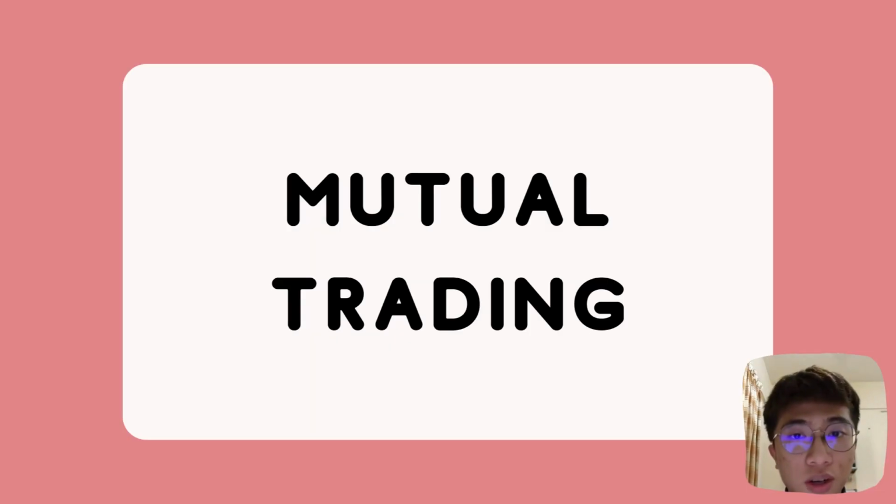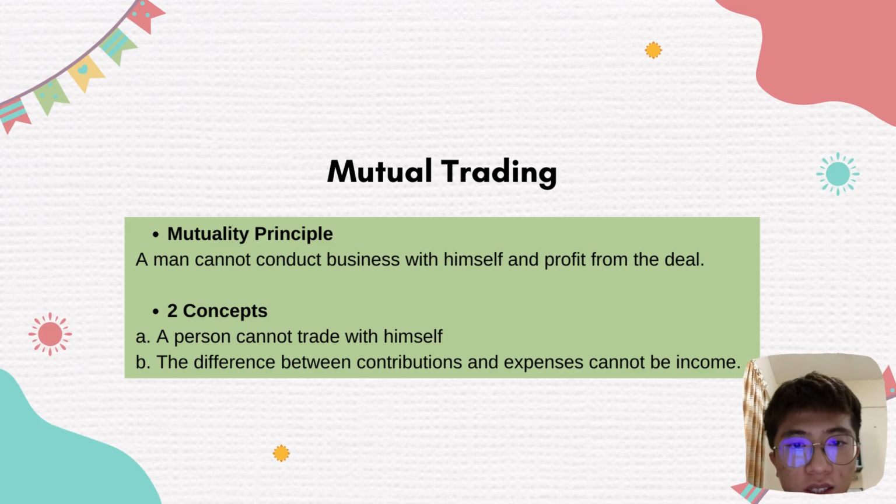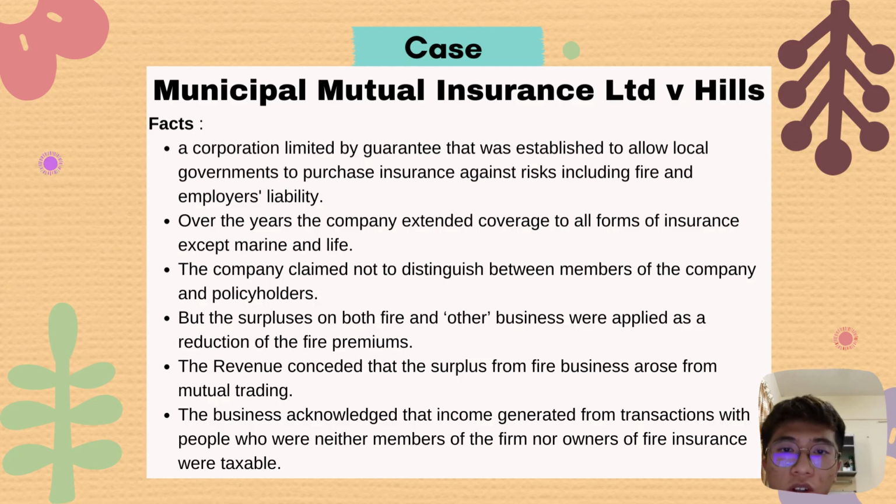Now we will look at the further part. It is mutual trading. For mutual trading, there is a principle, the mutuality principle. It states that a man cannot conduct business with himself and make a profit from the deal. So there are two concepts. The first concept is that a person cannot trade with himself. The second is that the difference between contributions and expenses cannot be income in mutual trading. So we look at the related case. It is Municipal Mutual Insurance versus Hills.